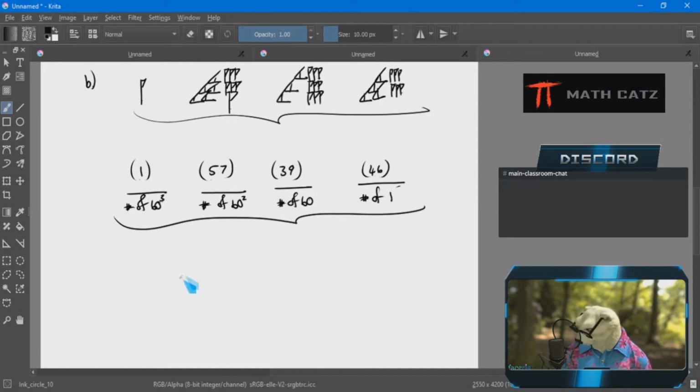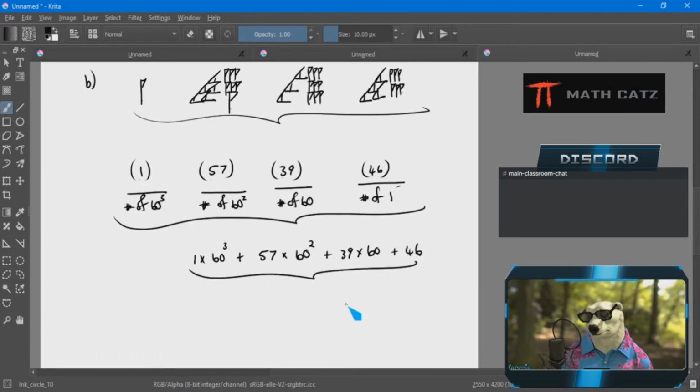So this then means I have one group of, maybe let's write it like this, because maybe at this stage I don't know what 60 cubed is. I can write it like that, let the calculator worry about it. 57 times 60 squared, 39 times 60, and then 46. And let's see what that is.